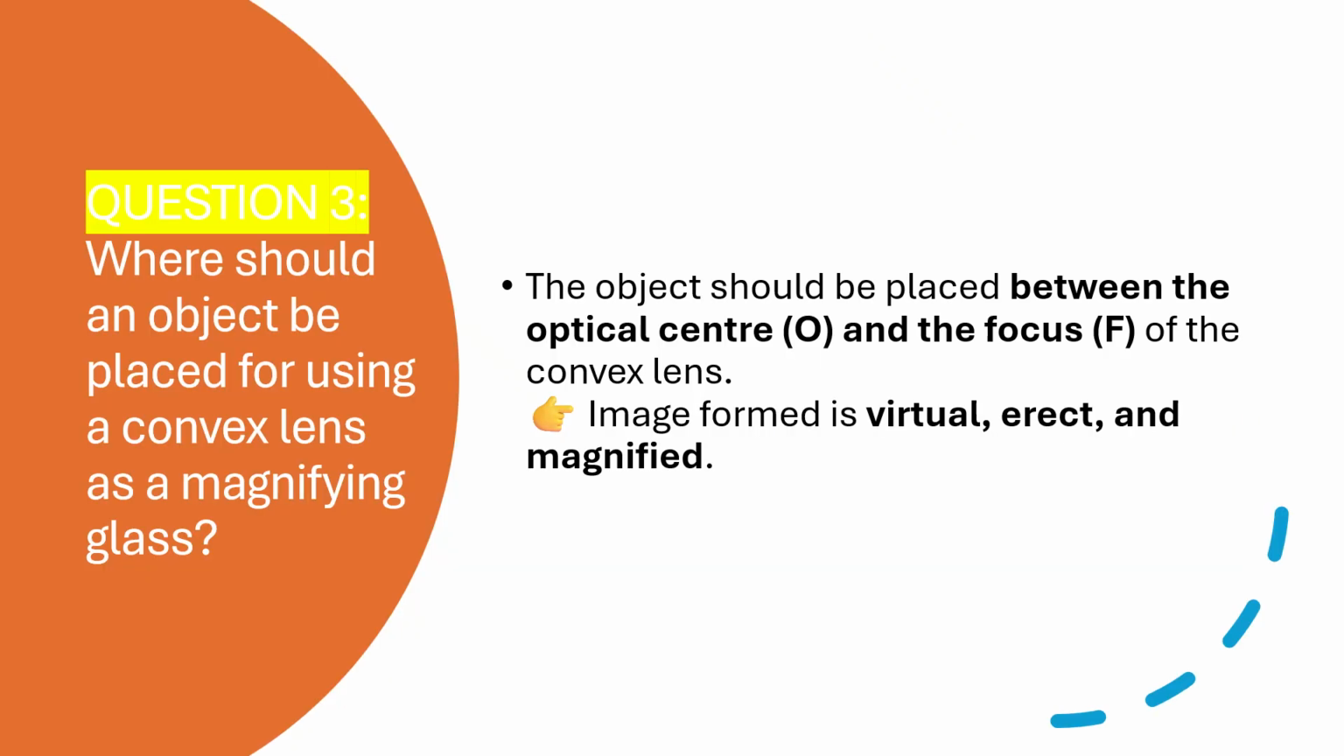We'll be taking more questions on focal length as well. So these are the simple ones. You just have to substitute in the formula. Question number 4. Where should an object be placed for using a convex lens as a magnifying glass?